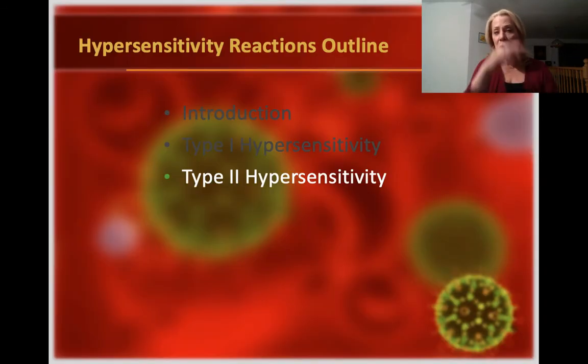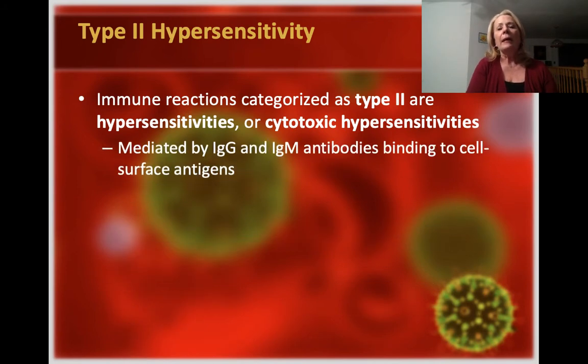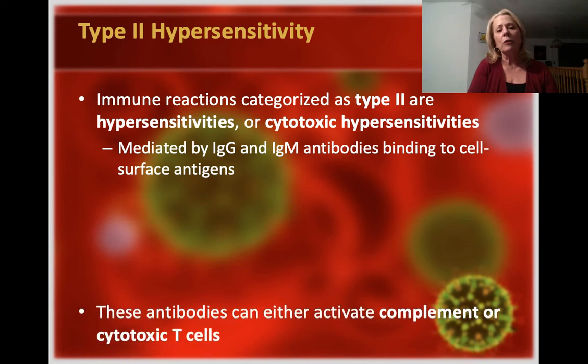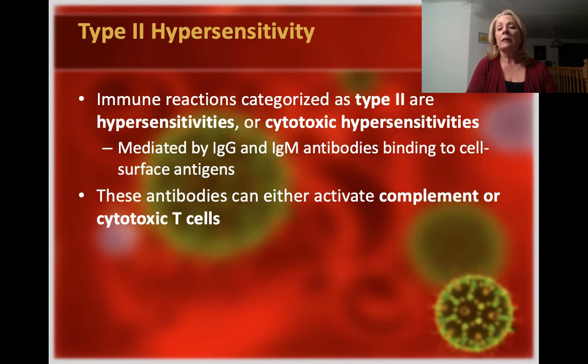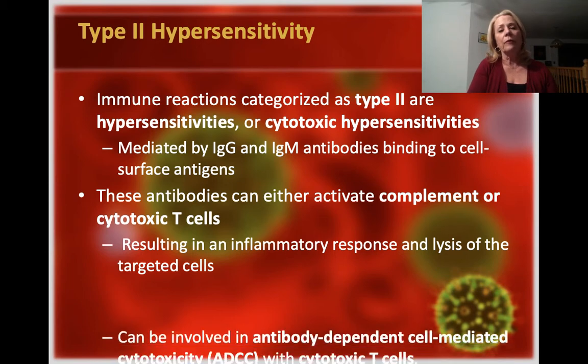Hypersensitivity Type II reactions. Okay, so this is an immune reaction, which could also be considered a cytotoxic hypersensitivity. And again, this is IgG and IgM antibodies, and they're binding to cell surface antigens. And these antibodies can activate complement, or they can activate cytotoxic T cells. And so what happens is you have the inflammatory response, and then potentially you have lysis of whatever cell the complement or the cytotoxic T cells are targeting. And of course, we talked about all of this in the previous video.